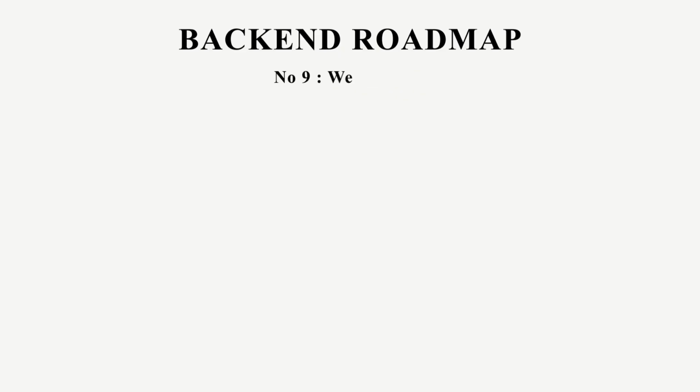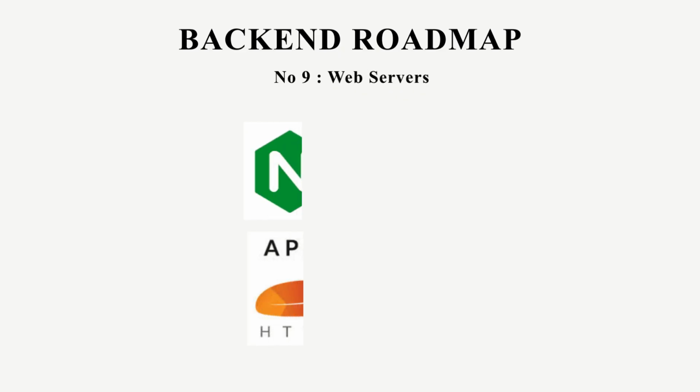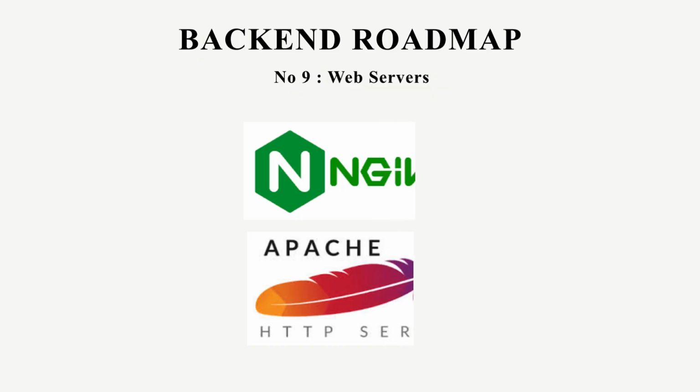Number 9. Web server. Backend applications also rely on web servers. Web servers handle incoming requests and route them to the correct backend service. Two popular web servers are Nginx and Apache HTTP server. These servers are used for load balancing, reverse proxying, and serving static files.